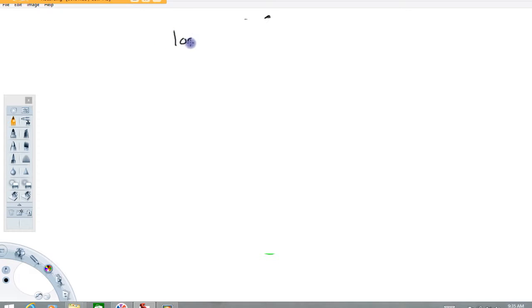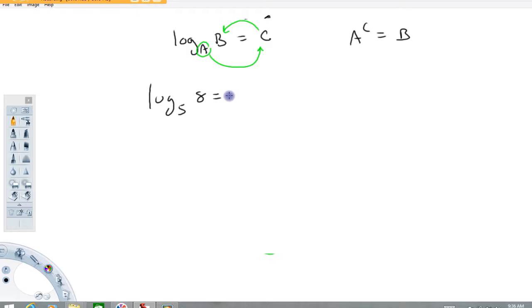Let me write this up here. So log base a of b equals c, and I always remember the rule: this means a to the c equals b. That's how you go back and forth between logarithmic and exponential form. So some examples. Log base 5 of 8 equals y. This would be equivalent to 5 to the y equals 8.